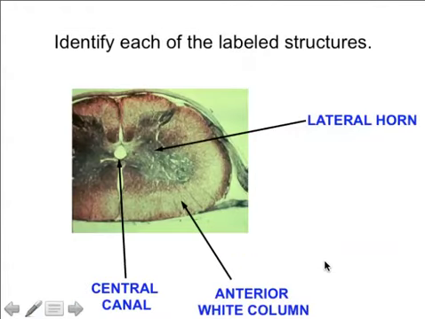This is a cross section of the spinal cord in microsection. This has been stained. This is the gray matter. Okay, this is the ventral horn. This is the dorsal horn. This is the central canal, the lateral horn. This is the anterior white column. Okay, and these, of course, are the funiculi.